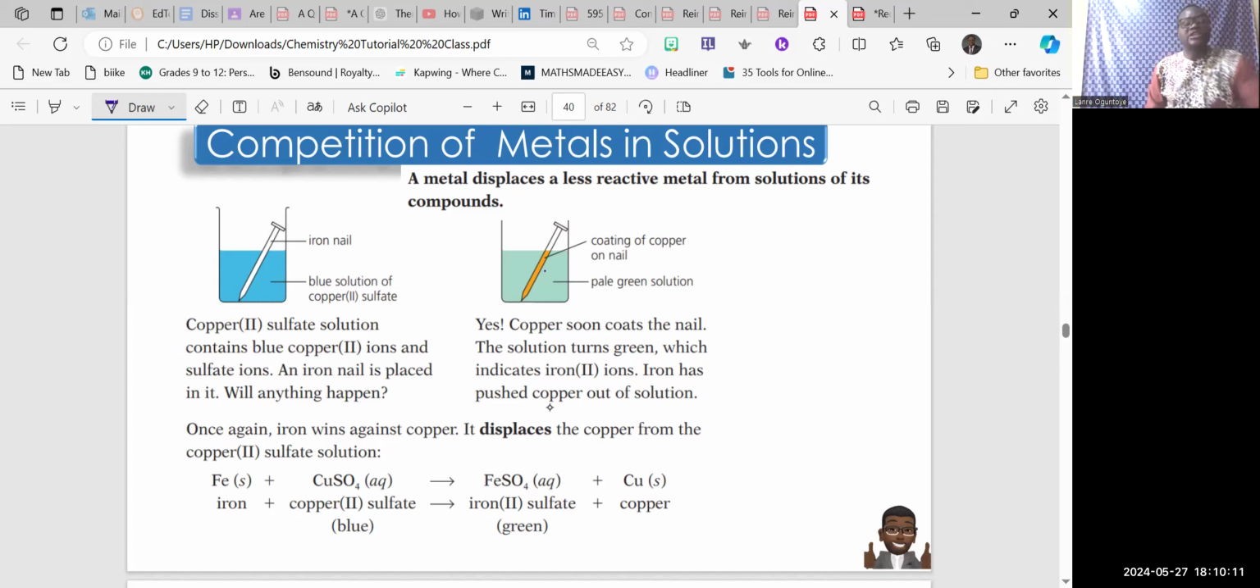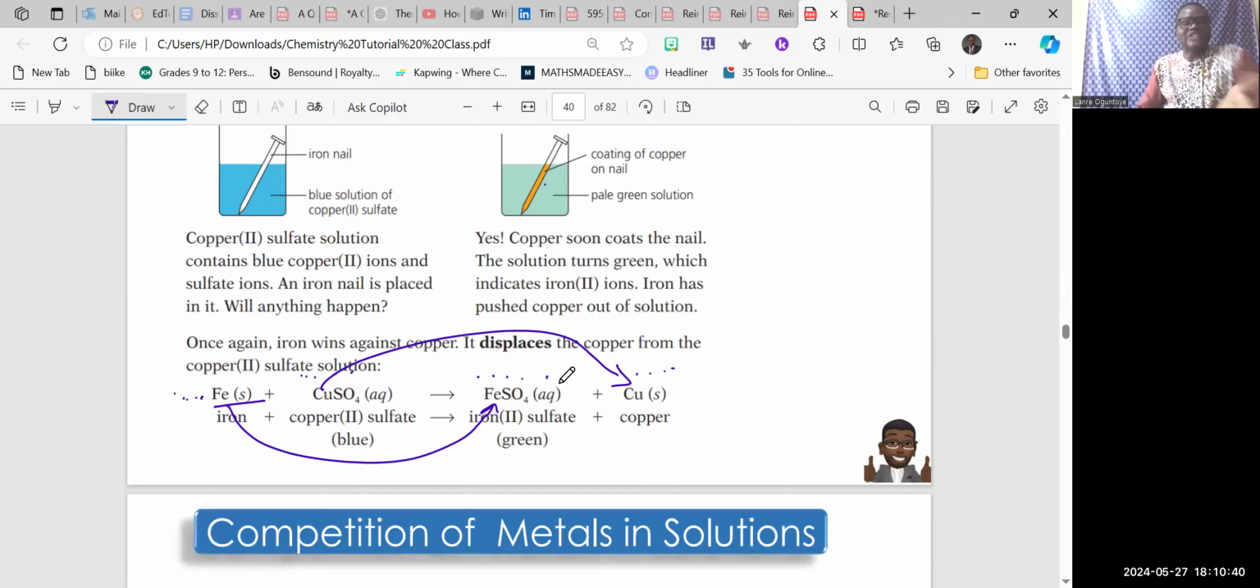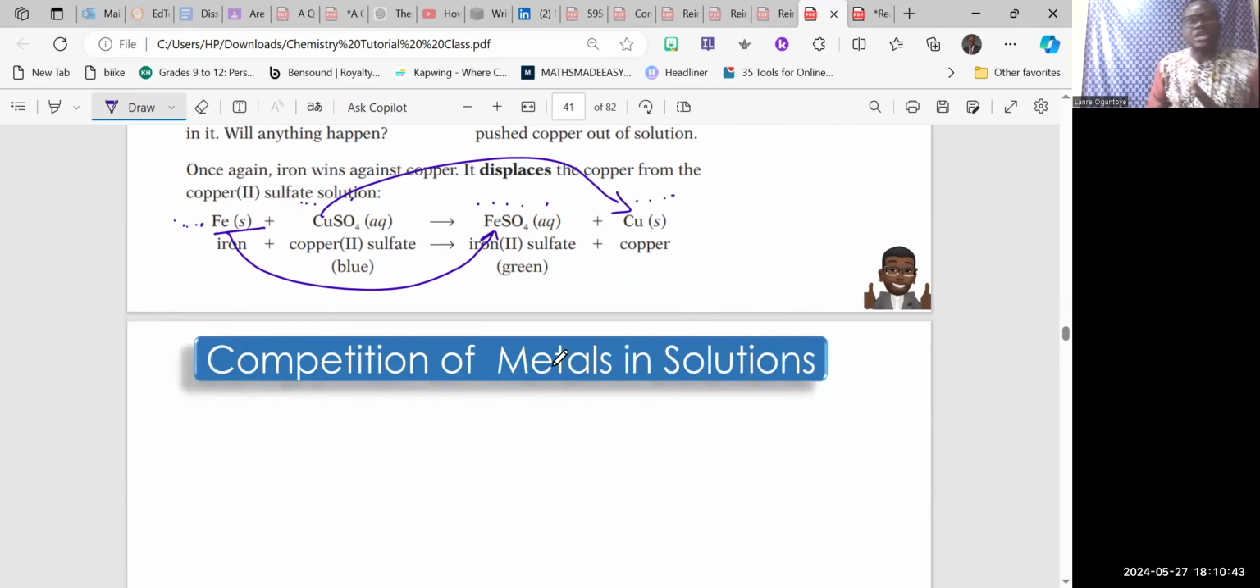The equation for the reaction is simple. So you can see iron is higher than what? Copper in the reactivity series. So what happened? Iron displaces copper, and iron sulfate forms. So this is a more reactive metal plus a less reactive metal compound, which will form a more reactive metal compound plus a less reactive metal. Very simple.